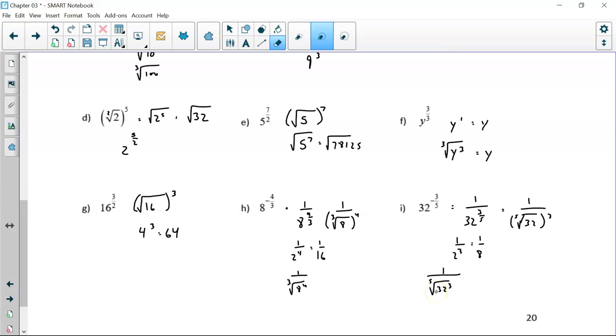And those are rational exponents. The thing to remember about rational exponents, the numerator is the power, the exponent, and the denominator is the root.